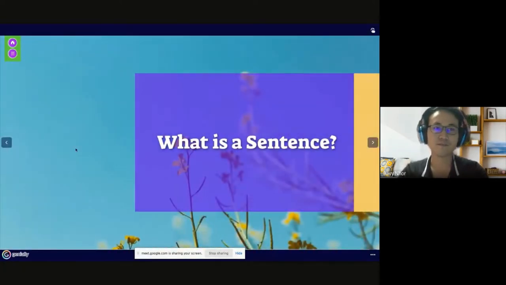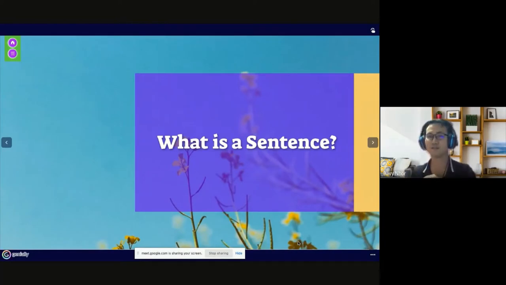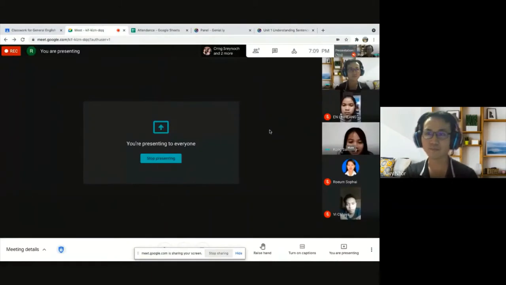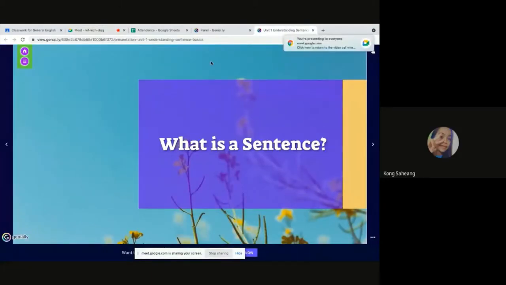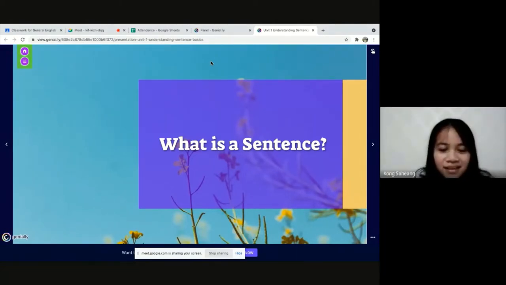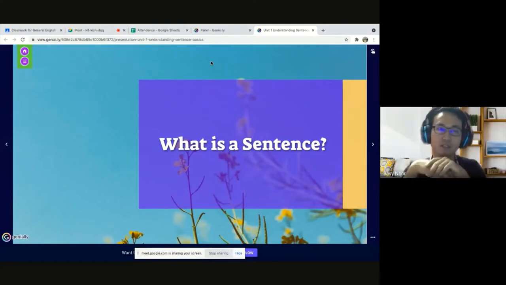And what is a sentence? A sentence is a group of words that describe things. They combine subject plus verb plus object. So that's a part of a sentence and also some definition. Thank you. But next time you should remember it clearly.